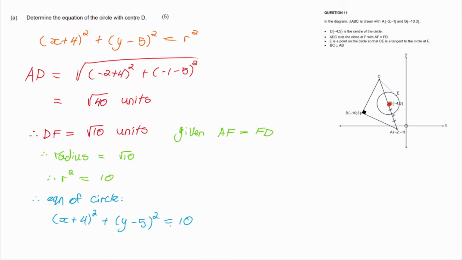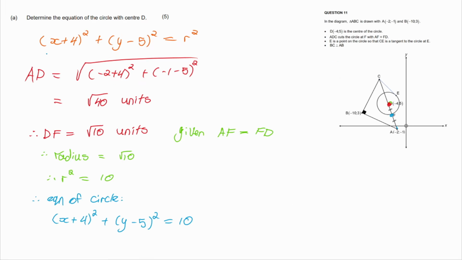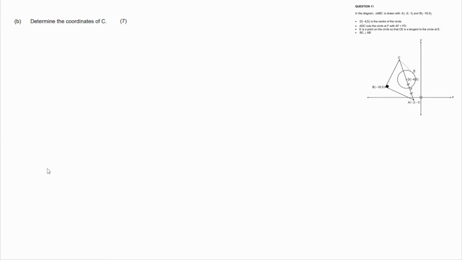Another thing you could have done is work out the coordinates of F as a midpoint. F is the midpoint of DA over here. Then if you have the coordinates of F, you can substitute it in to find r squared. I preferred to do this one, but you do come to the same answer, so no problems with whichever method you choose.